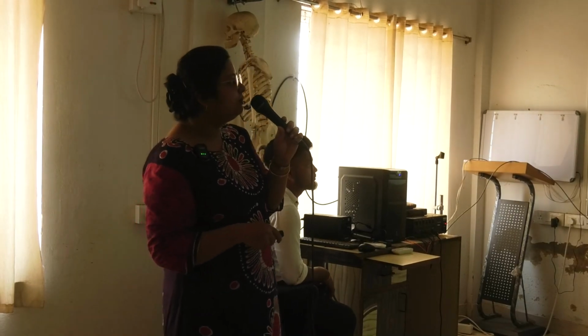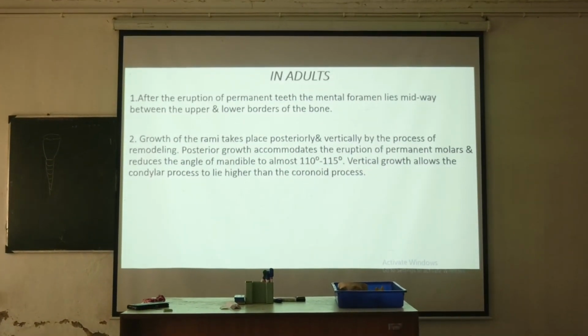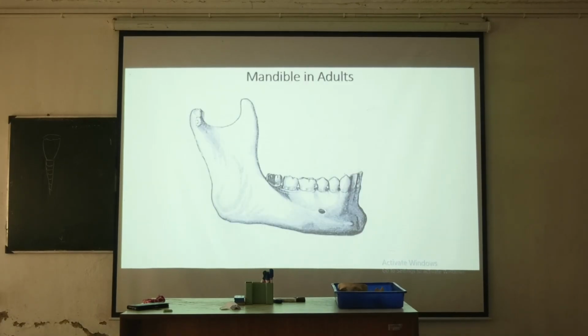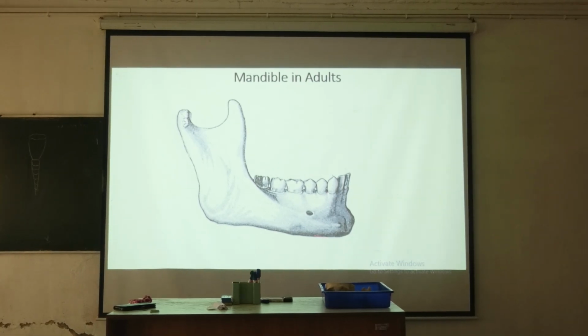And vertical growth allows the condylar process to lie higher than the coronoid process. This is also important: the condylar process will be higher than the coronoid process. Next, see here, this is the condylar process, which is higher than the coronoid process. In this bone it is much projecting, but generally it is higher. And see the location of the mental foramen. The main thing is this angle; here you can see 110 to 150 degrees. And the mental foramen is located midway between the alveolar border and the base of the mandible.